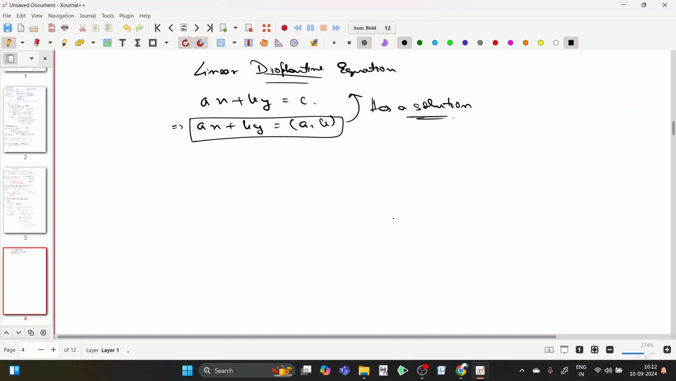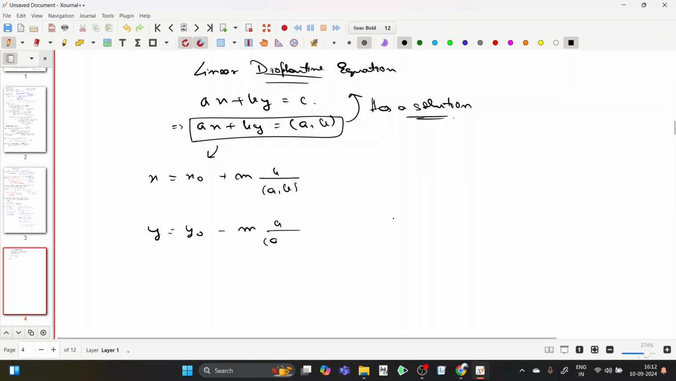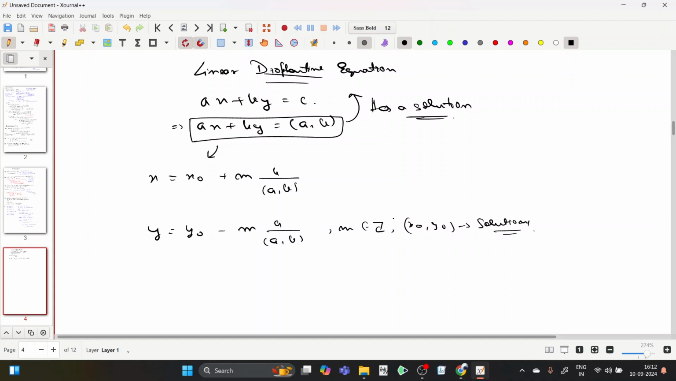the solution to a Diophantine equation is typically not unique. Okay. If I consider this Diophantine equation only, then the solutions are of the form x equals x naught plus some integer m times b upon the GCD of a and b, and y equals y naught minus m times a upon the GCD of a and b, where m belongs to the integers, and x naught, y naught are the already known solutions. So if we know some solution, then I can extend that solution to form the general set of solutions in case of a Diophantine equation.